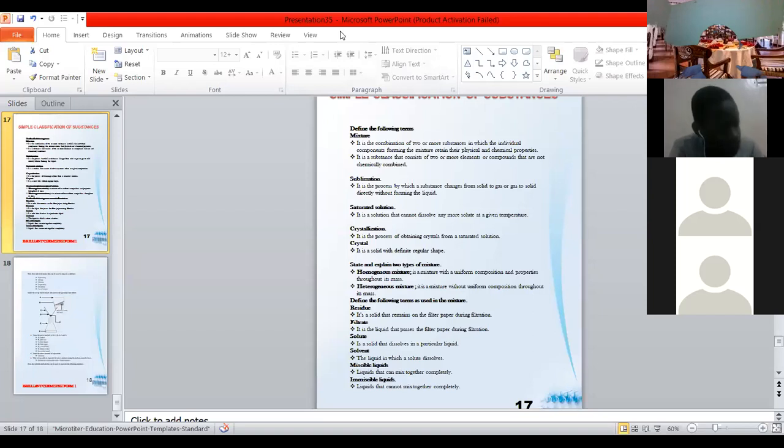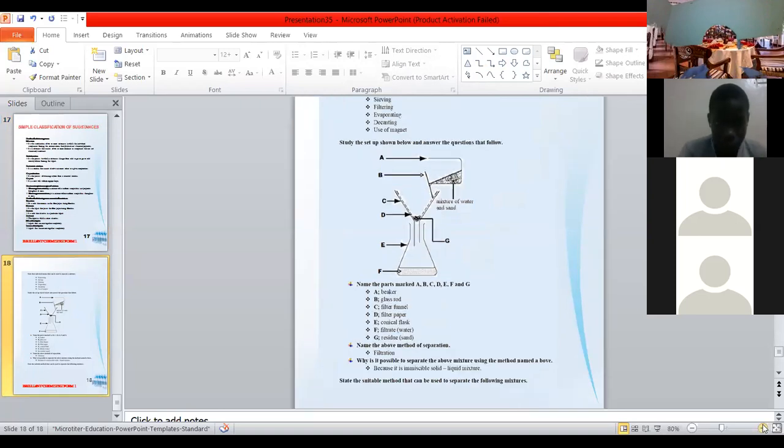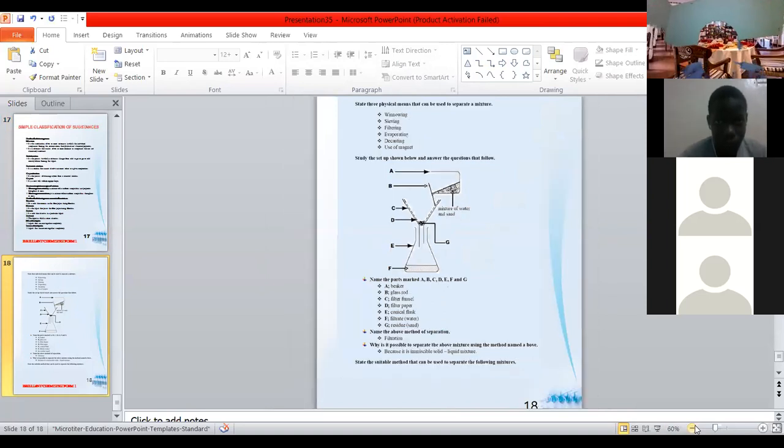Jane, Kinale girls, you have been so quiet. And also, now let's check these ones. So we have winnowing, the one that you've said. We have sieving, we have filtering, we have evaporating, decanting, and use of a magnet. So those are the physical.